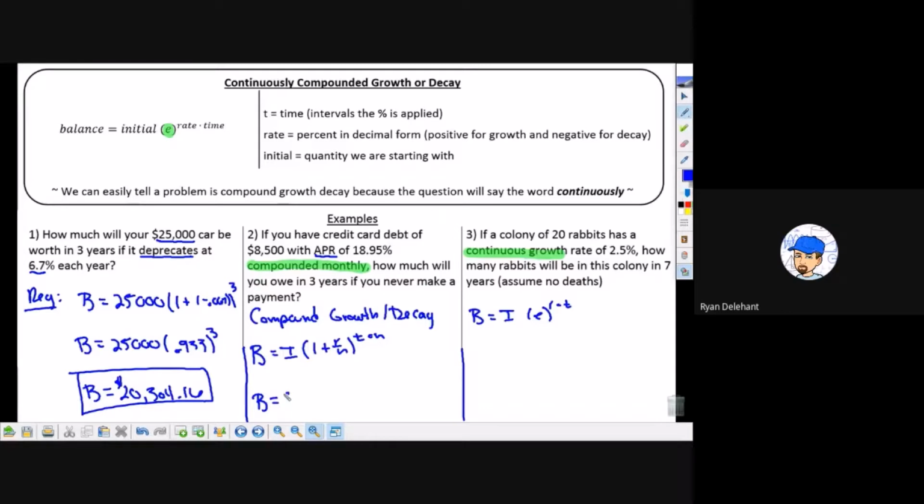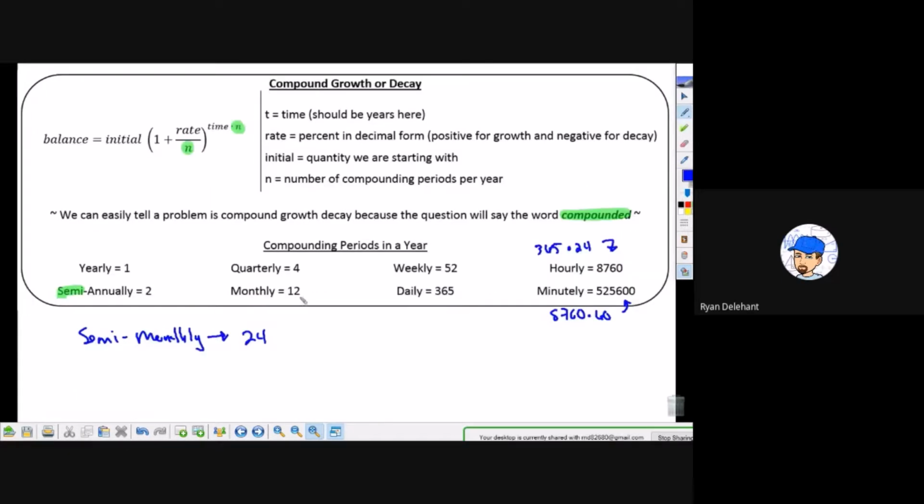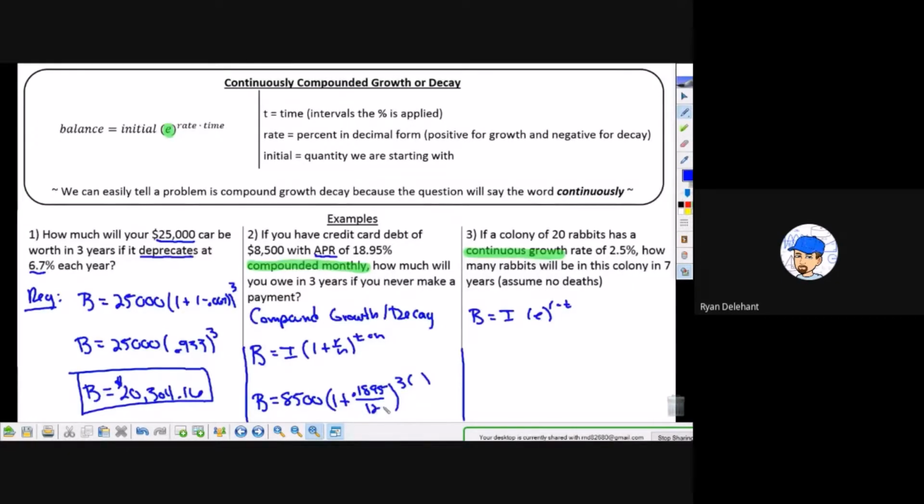So our initial here is $8,500, and we're 1 plus the rate. Now our rate's 18.95%. We need to make that a decimal, so we move it 2 to the left. Our time is 3. But what we need to figure out is what compounded monthly means. Compounded monthly tells me that the number in the exponent and in the denominator of this fraction should be 12, because there's 12 months in each of those. I'm going to run out of space, but we'll plug that in and we'll find the answer. So let's actually go and do it right now.